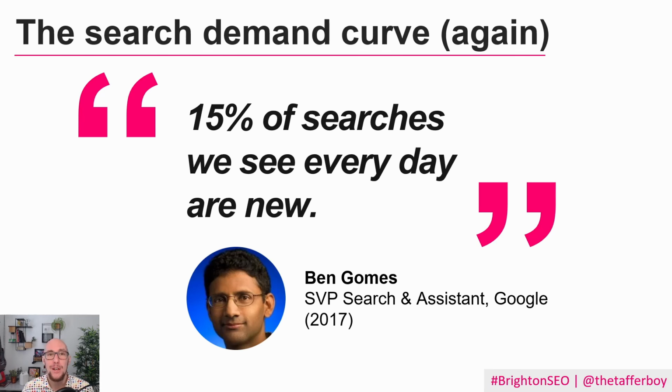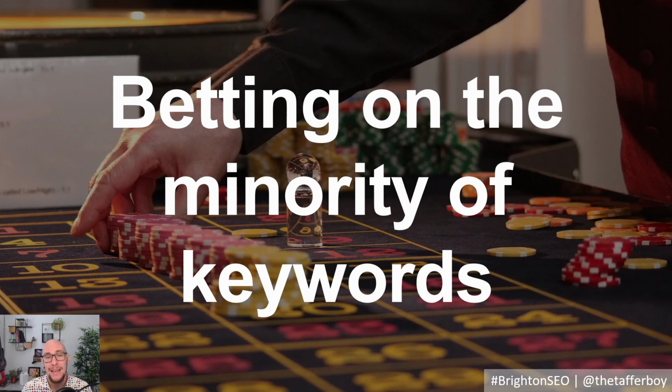And this doesn't even include that Google's been telling us since 2017, they recently told us again this year, that around 15% of every search they see is new and they've never seen it before. So we're certainly not including these either. We're basically betting on the minority of keywords, which is, I think, a dangerous way to do our forecasting. We're ignoring the big sway, the 70–80% of searches.